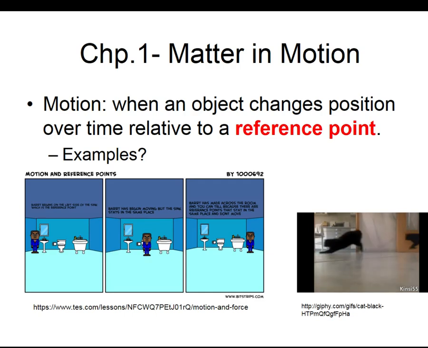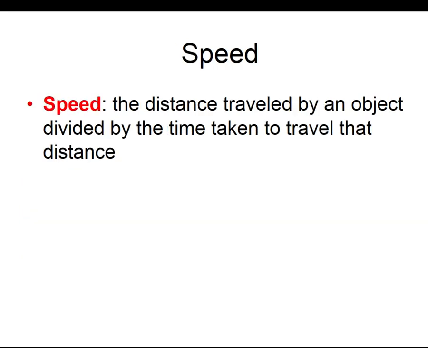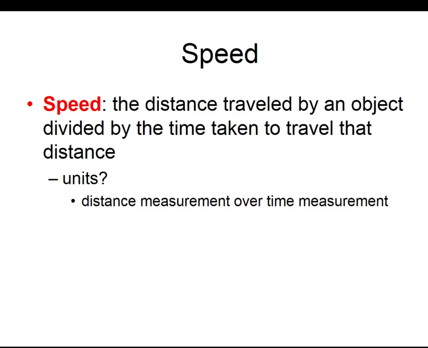Now let's get on to our actual lesson of speed and velocity and the difference between them. Now speed. A lot of you know what speed is already, and you've already calculated it too, so we're going to go through this fairly quickly. Speed is just the distance traveled by an object divided by the time taken to travel that distance. The units are going to be a distance measurement over a time measurement. For example, it might be meters per second.